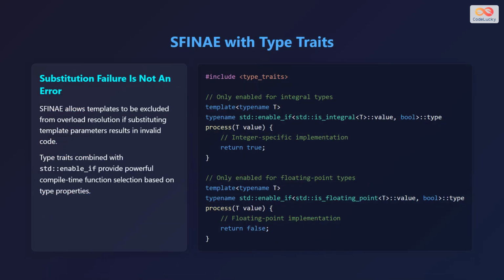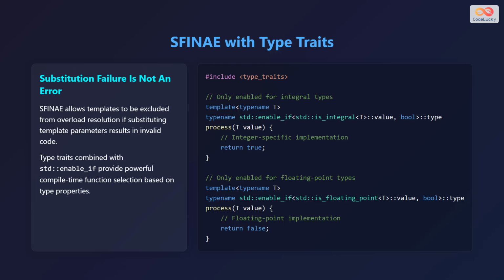Let's see how we can use SFINAE with type traits. SFINAE stands for substitution failure is not an error. SFINAE allows templates to be excluded from overload resolution if substituting template parameters results in invalid code. Type traits, when combined with std::enable_if, offer a robust mechanism for compile time function selection based on type properties.